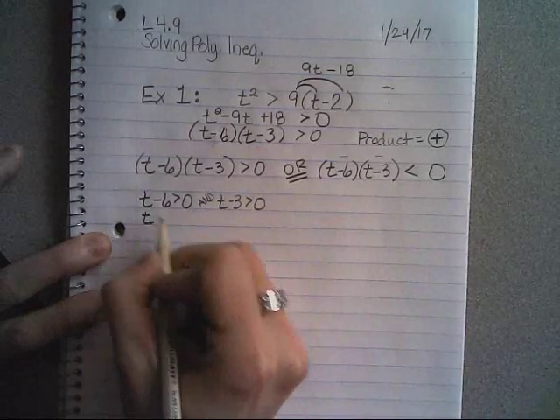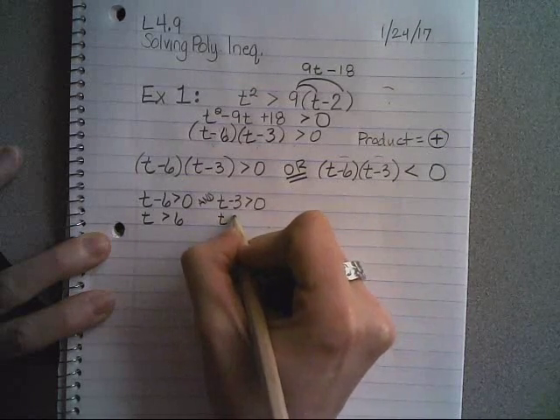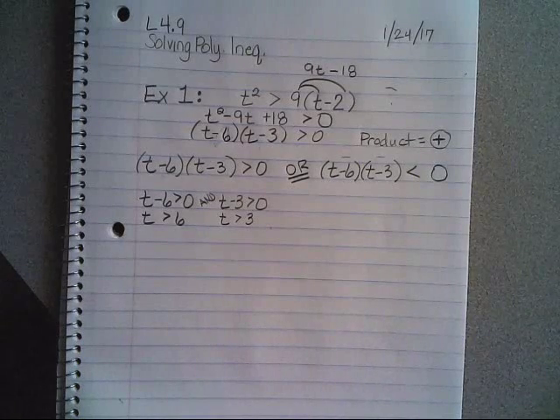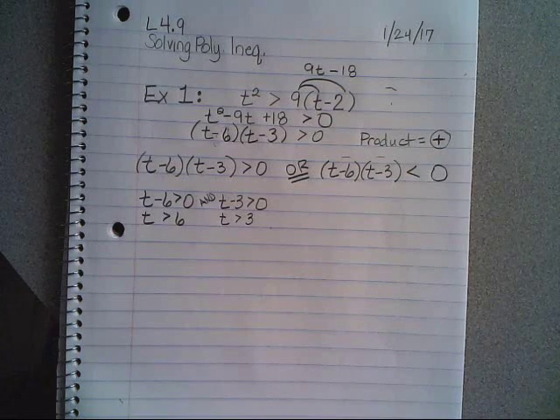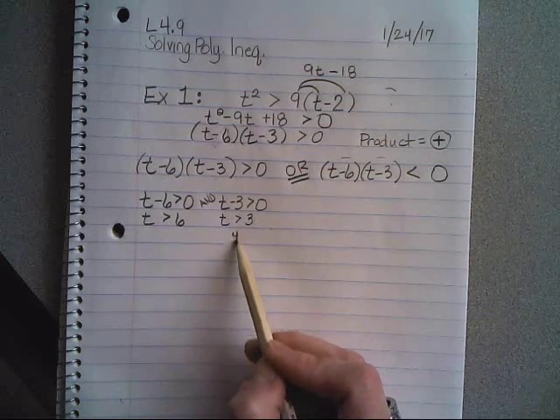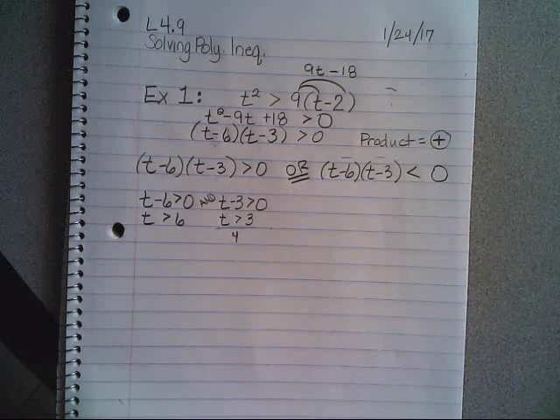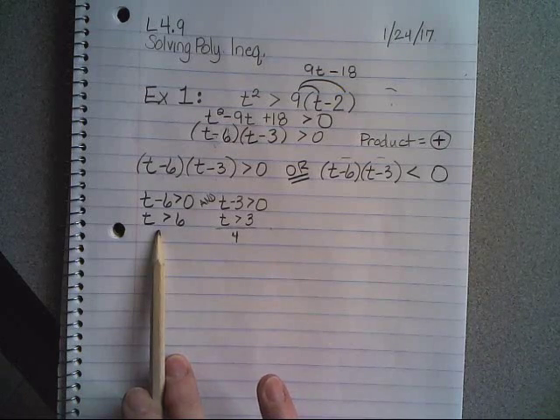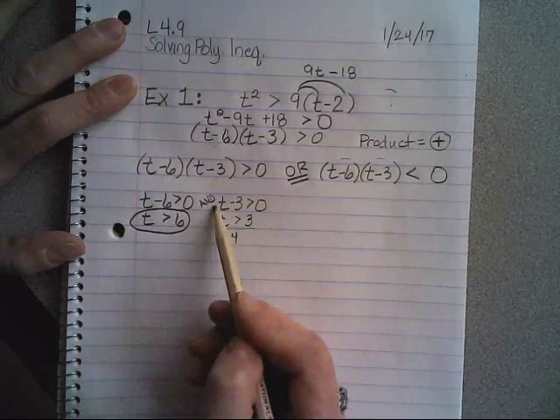That means T is greater than 6. T is greater than 3. Okay, so let's take, for example, the number 4. Is the number 4 greater than 3? Yes. Is it greater than 6? No. So that means only these numbers satisfy that.